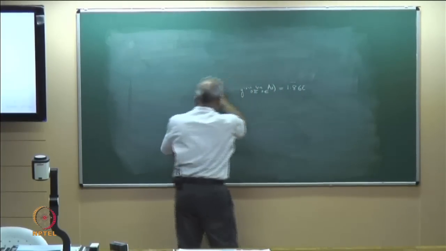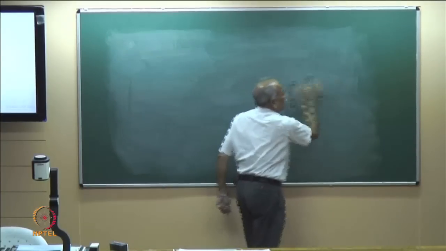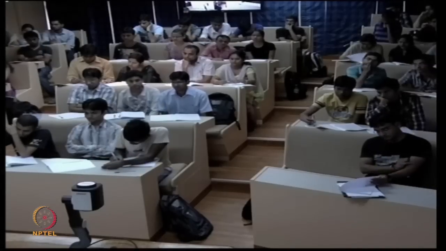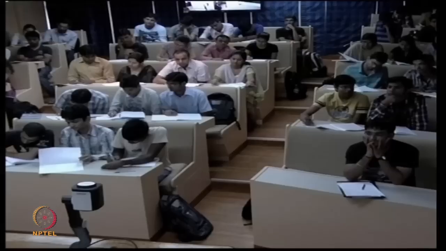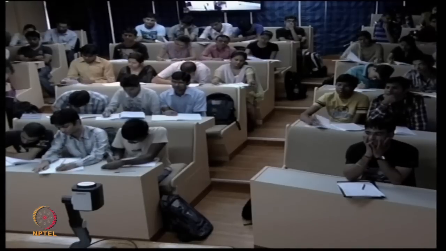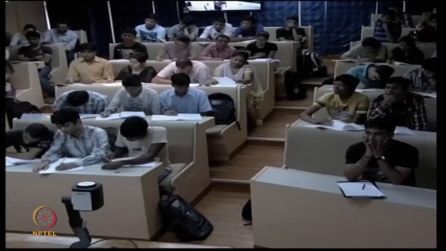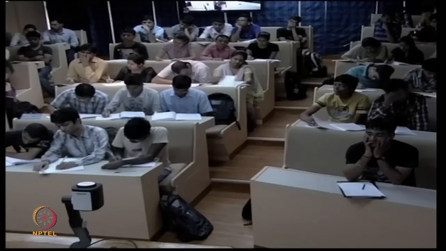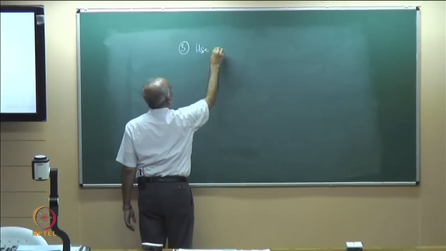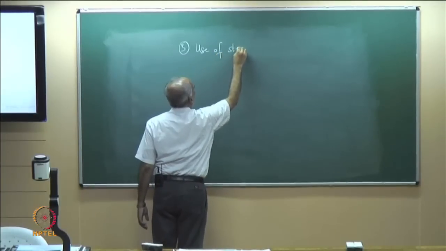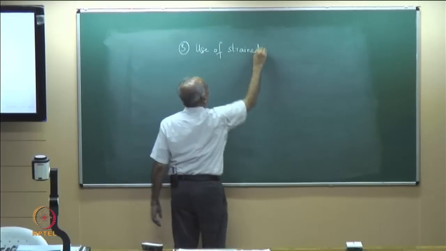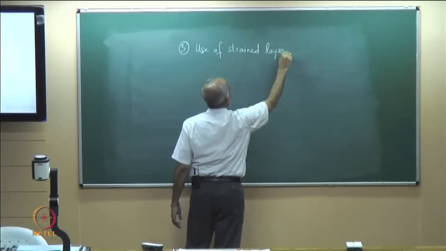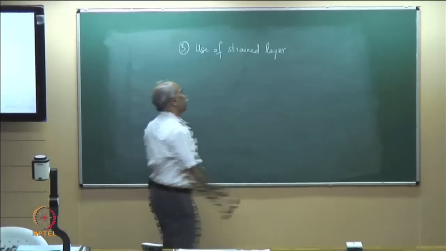The third point, let me briefly talk about the third point, that is strained quantum well structures. These are the three important techniques which are used for band gap tailoring or band gap engineering. So, the third point is use of strained layers. In the last class, we talked about strained layer epitaxy.